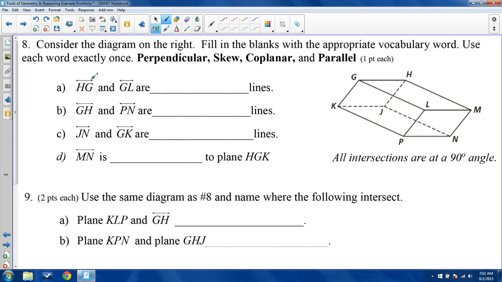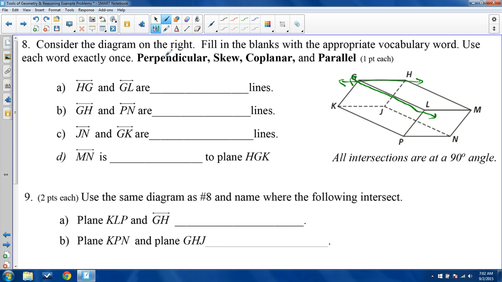Okay, line HG and line GL. So the one I just drew on, HG and GL are blank lines. What we're trying to do is use one of these, I guess, 4 terms: perpendicular, skew, coplanar, or parallel.